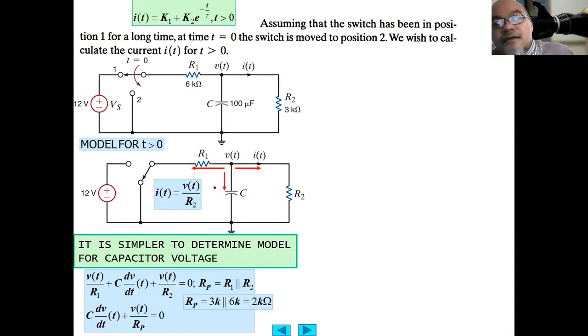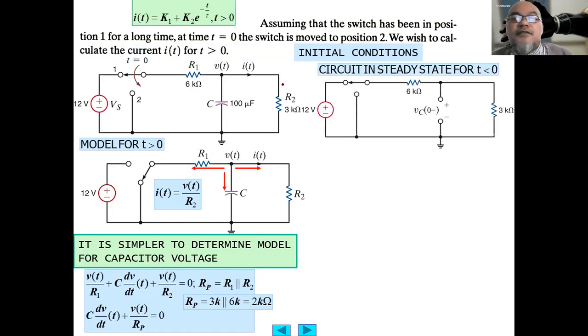Now here, R1 and R2 are basically in parallel to each other, so we can simplify them into a single equivalent parallel resistance, Rp. Then this equation becomes C dv/dt plus v(t) divided by Rp. And Rp equals 3K times 6K divided by 3K plus 6K, 18 divided by 9, which equals 2 kilo ohm.